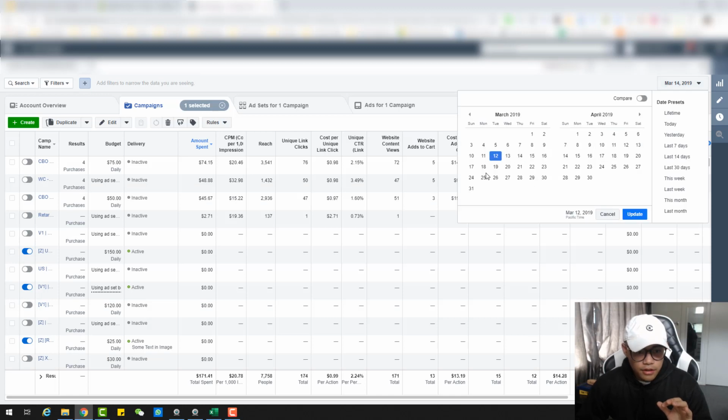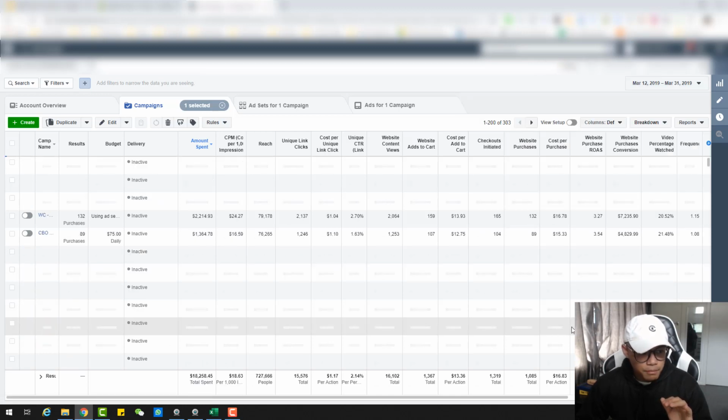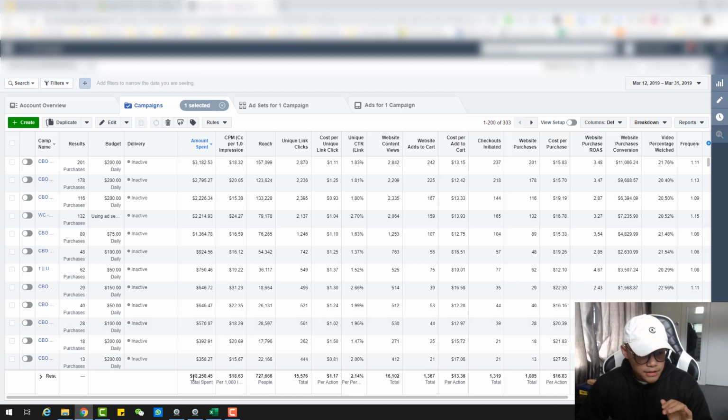Now if we just have a look at the month of March, okay, spent about $18,000. Cost per purchase was $16. ROAS was 3.25, and I generated almost $60,000. Now this is not accurate because some sales are not recorded. So like I showed you guys earlier, I generated about $65,000 in my first few weeks of running Facebook ads on this niche store.